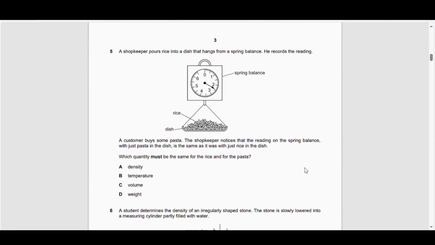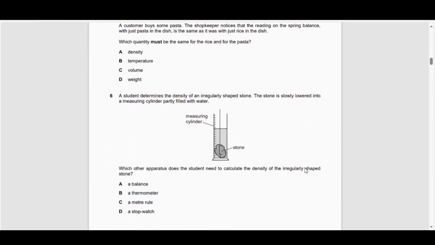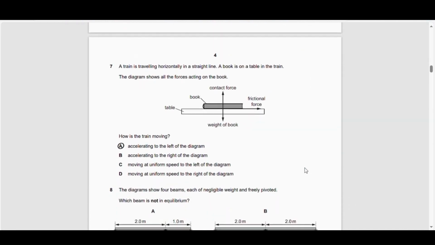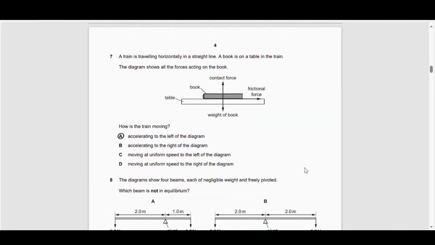You got a couple questions, one around measurements. You got another one also around measurements, the first topic. Then you got question 7. A train is traveling horizontally in a straight line. So it's either traveling to the right or it's traveling to the left. A book is on a table in the train. The diagram shows all the forces acting on the book.